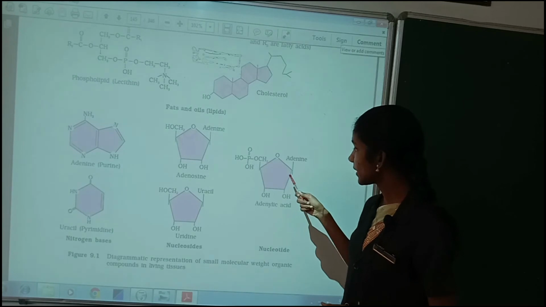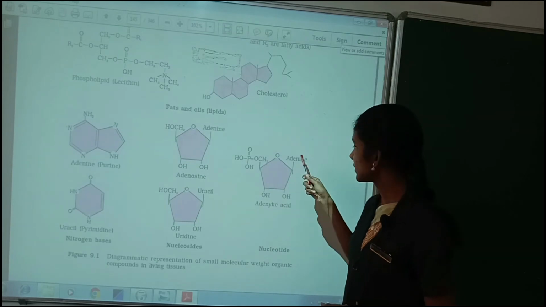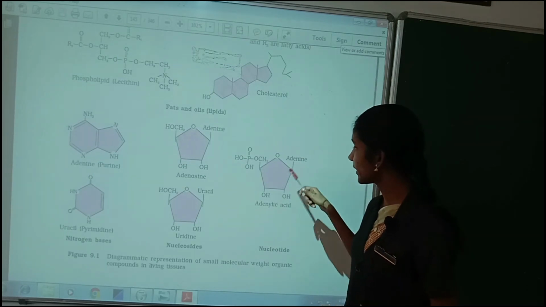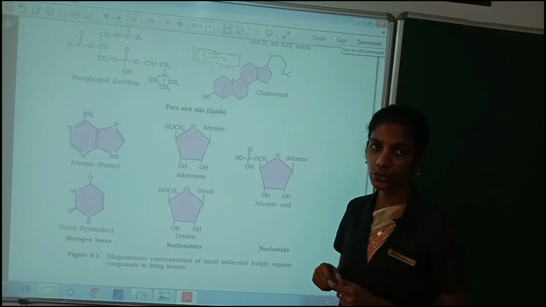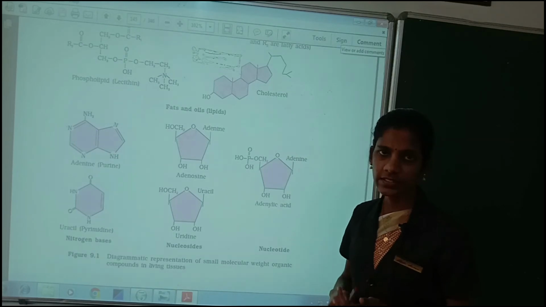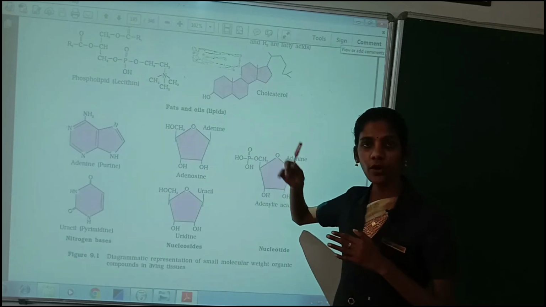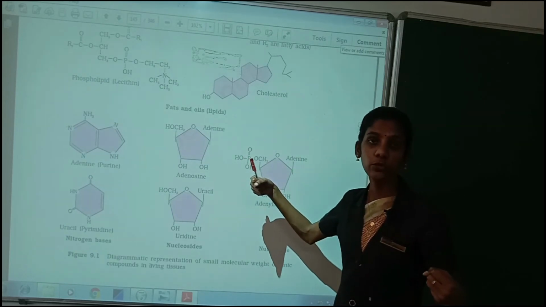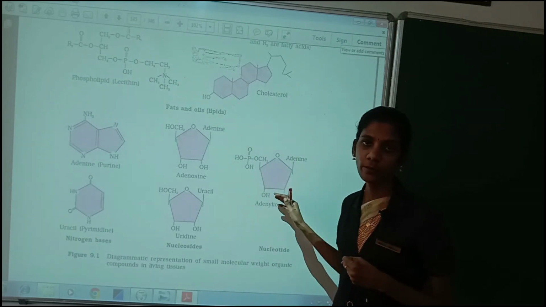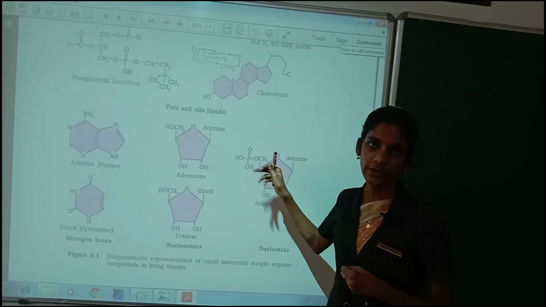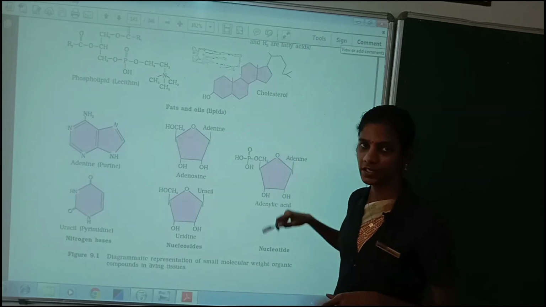If this nucleotide is forming from cytosine, we can call this nucleotide cytidylic acid. If this nucleotide is forming from uracil, we can call this nucleotide uridylic acid. So how many kinds of nucleotides are there? Adenylic acid, guanylic acid, cytidylic acid, uridylic acid. Such different kinds of nucleotides will join together to form a polynucleotide chain. That means our DNA, our genetic material, is a polynucleotide chain which is formed by the combination of different kinds of this monomeric unit. Our genetic material is made by the joining of such monomeric units.